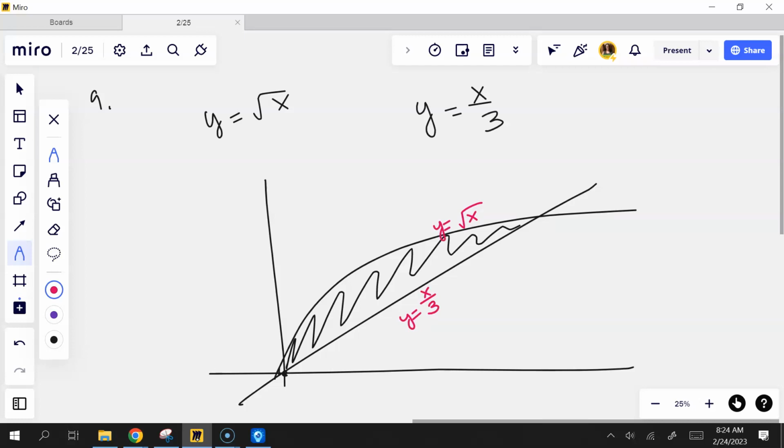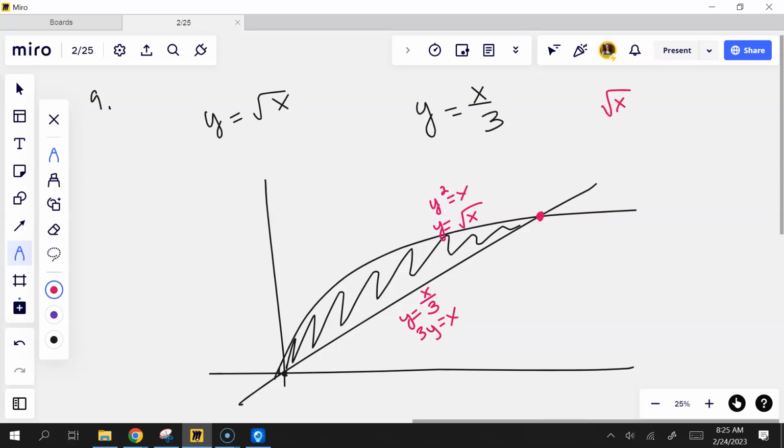And I think I'll go ahead and find a couple of things before I even get started. I'm going to find points of intersection. And since I'm going to be doing it in terms of y, I'm going to solve for x on both of these as well. So I'm going to say that y squared equals x and that 3y equals x, just so I can reference those should I need to.